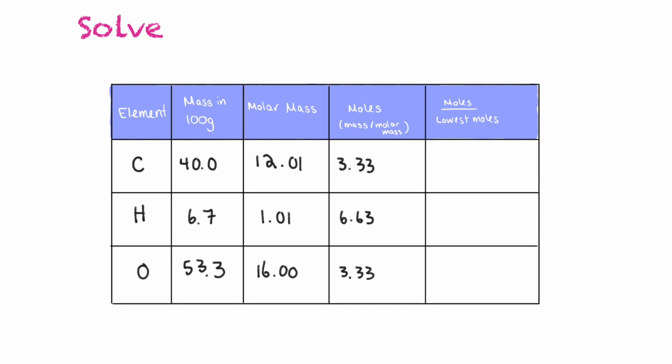So now what we need to do is divide by the lowest moles. So this one would be 3.33 divided by 3.33. That's going to be equal to 1. This one's 6.63 divided by 3.33. And that's going to be equal to 2, pretty close, 1.99, so we'll round it up to 2. And the last one is 3.33 divided by 3.33. That's equal to 1 as well. So now our empirical formula is CH2O. So we've got that now.